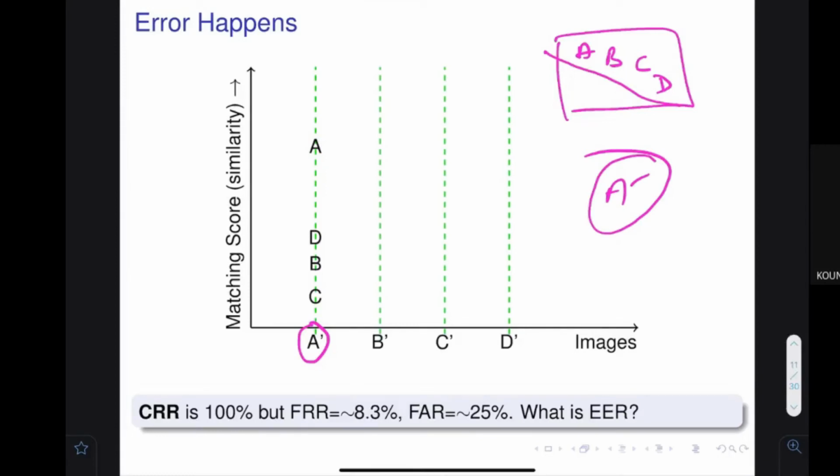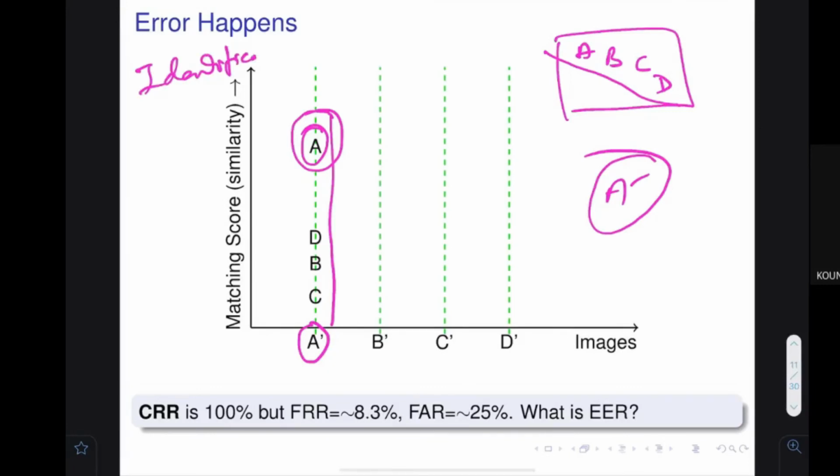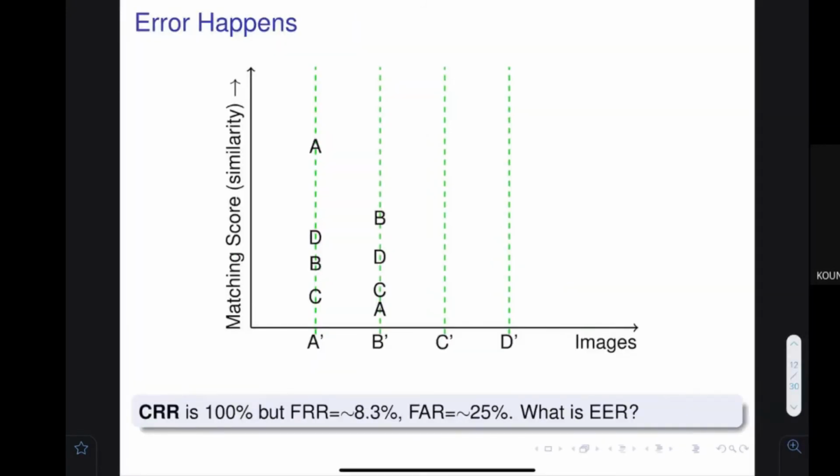So the highest score is with A. Who is that person? He is A, because if you find the scores, the highest score is A, therefore I am going to recognize him. This recognition, or identification, is going to give you that he is A. Make sense? Another image came, B dash. You have matched it with all the images stored here, and you find this particular order. Who is he?